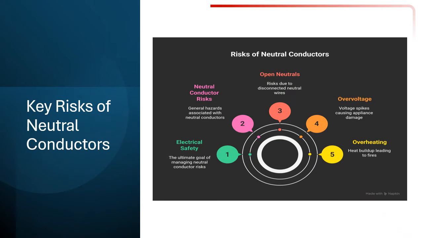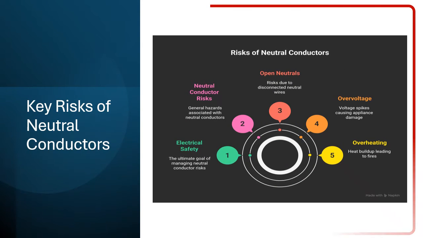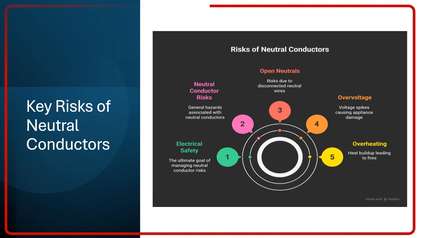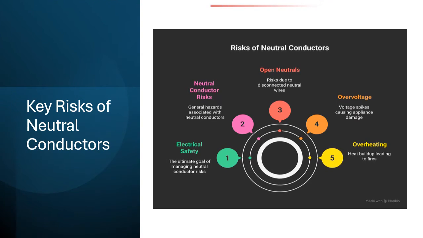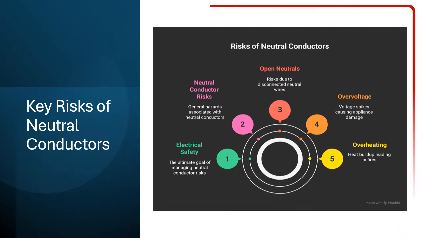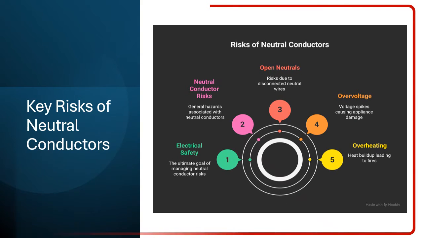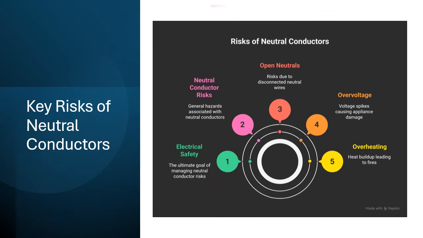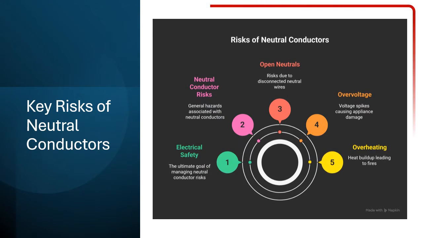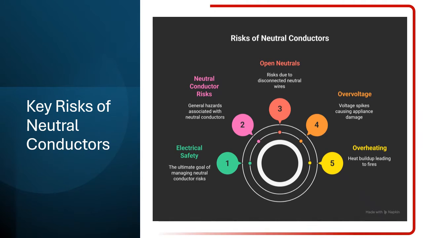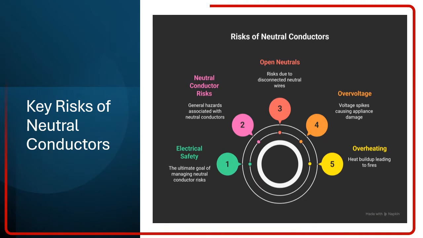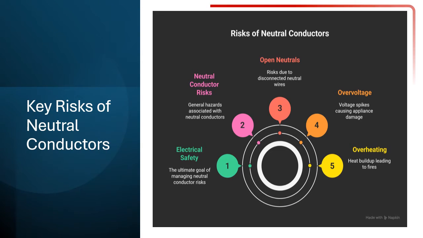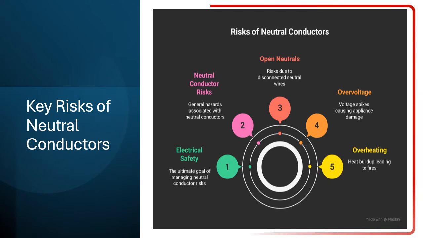Key risks of neutral conductors. This document outlines the key risks associated with neutral conductors in electrical systems. It discusses the hazards of open neutrals, overvoltage, overheating, failure of protective devices, unintended current paths, shared neutrals, improper neutral to ground connections, corrosion, improper neutral sizing, electrical noise, and ground loops.